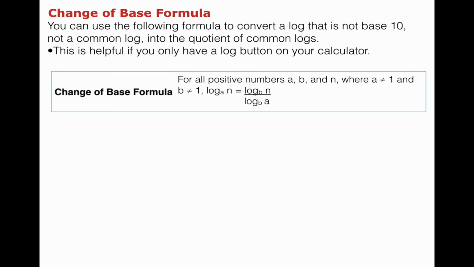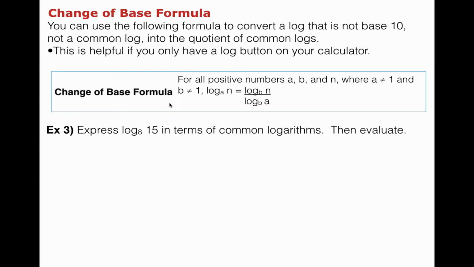So the change of base formula says that if we need to get log base a of n, we can use the same log here, and this b should essentially be 10. This is kind of complicated. Write it down, but let's look at examples. So if I wanted to evaluate log base 8 of 15 on my calculator, or I needed to write it in terms of common logs, then we do the following.